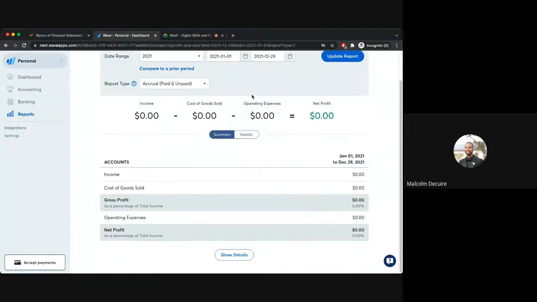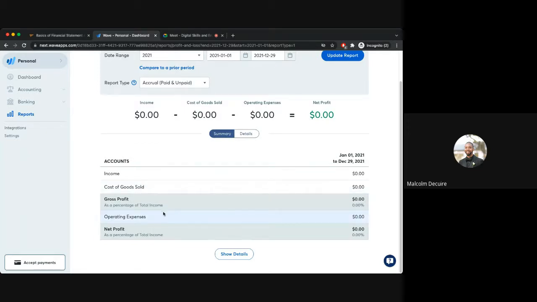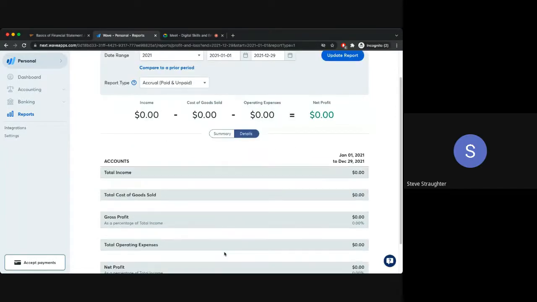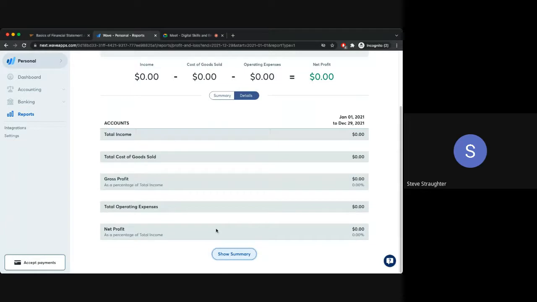We would see all the different expenses that we labeled show up here as operating expenses, and all our sources of income right here, and it would give us the delta in between. And if you hit show details at the bottom there, Malcolm, please show details. Show details is going to take you into a more detailed look at your expenses and your assets, and every tabulation that comes from an automated pull from your bank account or your business credit card.